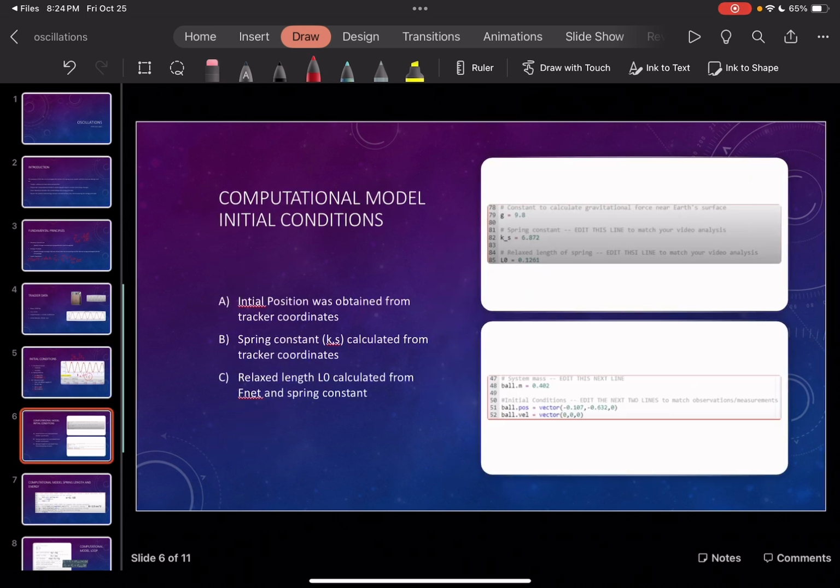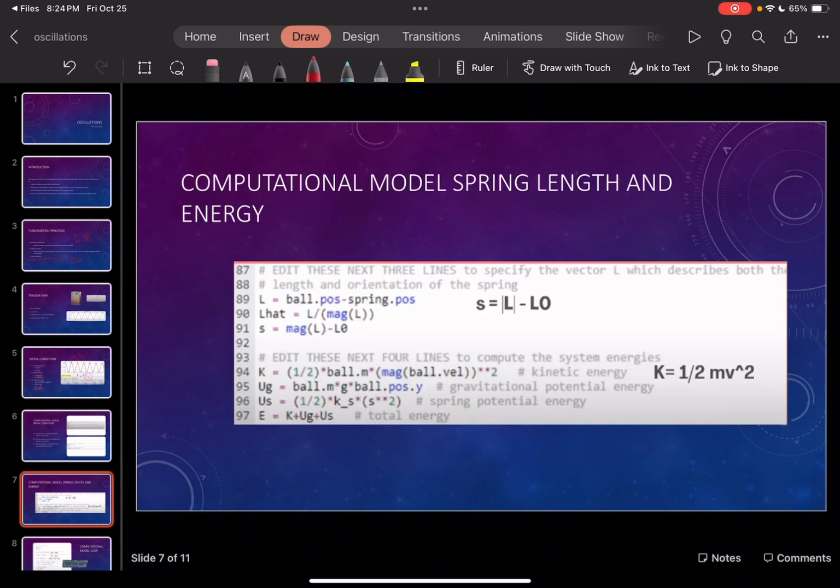So let's take a look at the computational model and its initial conditions versus our algebraic equations. The initial position was obtained from our tracker coordinates, which we used to determine using our video. And our spring constant was also calculated from tracker coordinates. And our relaxed length L0 is calculated from our F net and spring constant. Here we can see the computational model that we used to find these initial conditions.